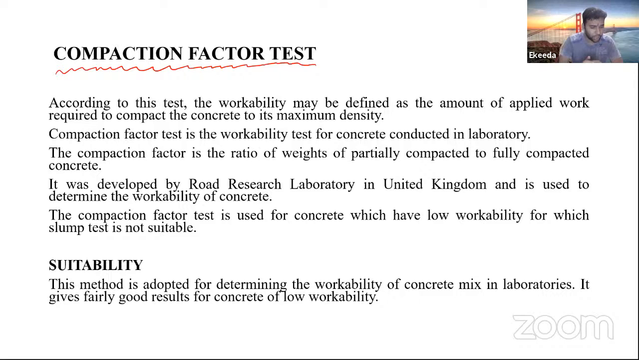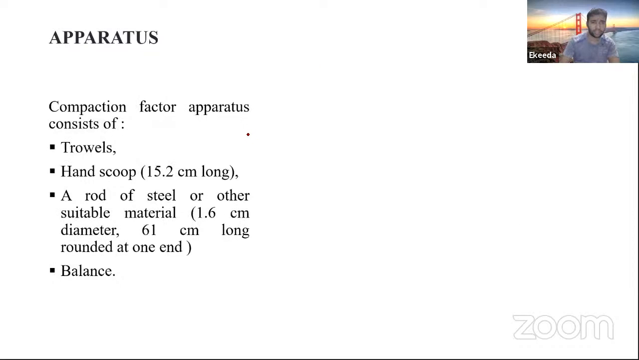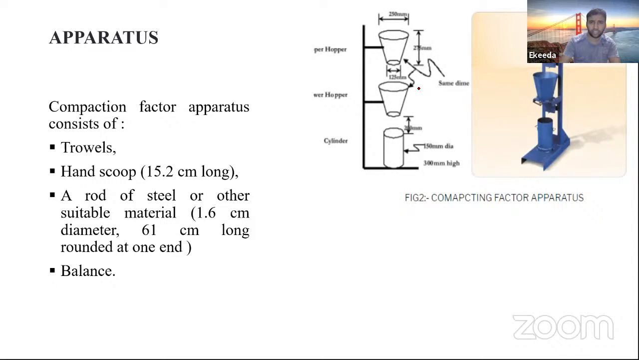Now, in this compaction factor test, if you had performed this test, then it will consist of an apparatus just like this, which has two hopper bottoms and one cylindrical mold. Is it or not?